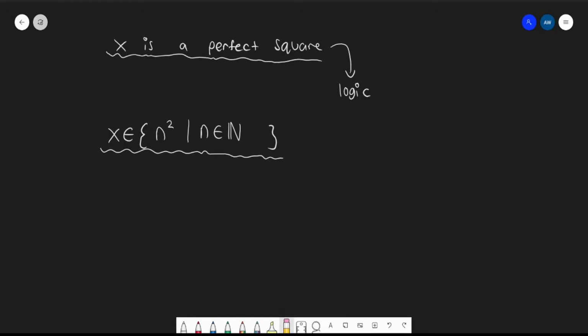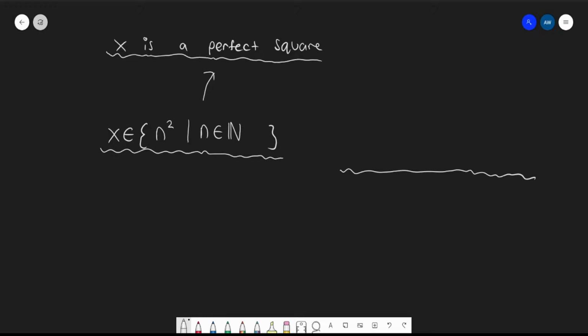It turns out there's a different way to express this idea in terms of logical statements as well. And if we're able to construct whatever this statement is, then since they communicate the same idea, that means that this statement should be equivalent to this statement. So how do we construct this statement?